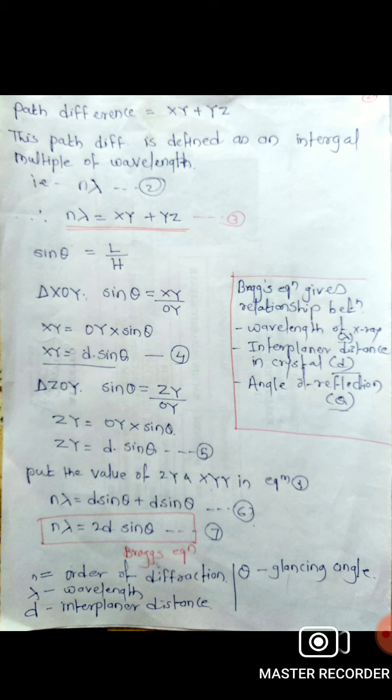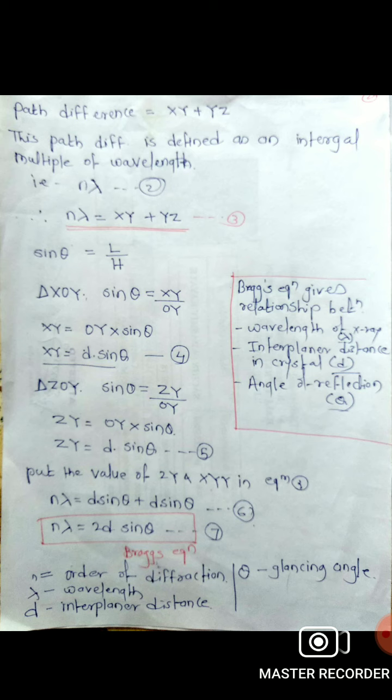Then same we see for the triangle ZOY, that is sin theta is equal to ZY upon OY. Here the length of perpendicular arm is ZY and the hypotenuse is OY. Therefore sin theta is equal to ZY upon OY. Same here, ZY is equal to OY into sin theta. Then OY is the same d, that is interplanar distance. ZY is equal to d sin theta. This is equation number 5.